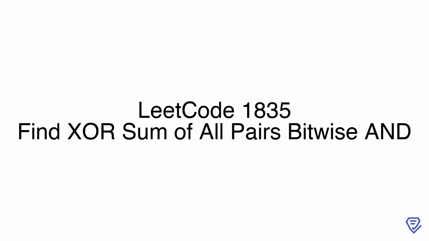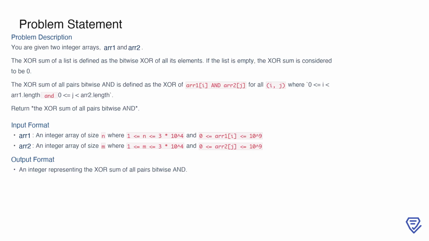Let's dive in. In this problem, we are working with two integer arrays, arr1 and arr2. The goal is to calculate a specific value called the XOR sum of all pairs bitwise AND. Let's break this down. First, the XOR sum of a list refers to the result of applying the bitwise XOR operation to all the elements in that list. If the list happens to be empty, this XOR sum will default to 0.